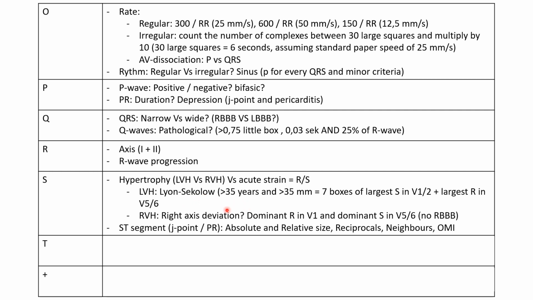And the number you have to remember there is 35. If you're above 35 years of age, then the combined height of the largest S wave, meaning downwards, in V1 or V2, and the largest R wave in either V5 or V6, if they are more than 7 boxes, so I usually just calculate 1, 2, 3, 4, and then 5, 6, 7. Okay, there's more than 7 boxes. That means that I have the hypothesis of this being an LVH.